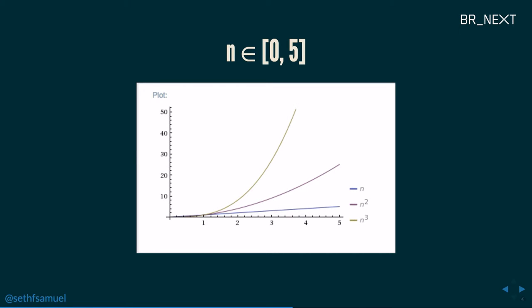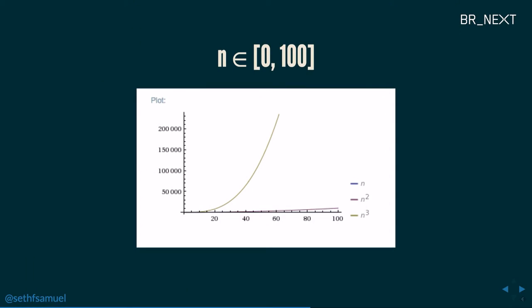So here from 0 to 5, we're basically at that first initial input. You can see n is that bottom line, n squared is the middle one, and n cubed is the one that's shooting off towards the ceiling. We're at 0 to 5 here, and we just did 1024. So that kind of shows you where things are going.